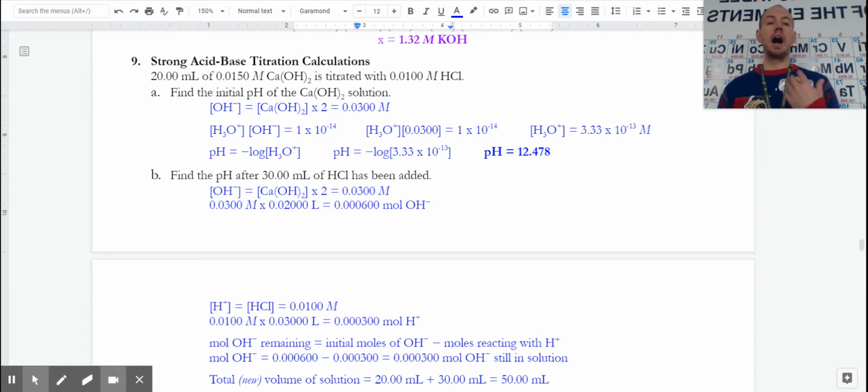If I know the hydroxide ion concentration, I can find the hydronium or hydrogen ion, whatever you prefer. We have a lot of base and very little acid. We do the negative log of that, and that gets us our pH. In this case, we have a very high pH, just like we predicted before we did any of our titration. On part B, we start doing some stoichiometry, but we're not necessarily at the equivalence point.